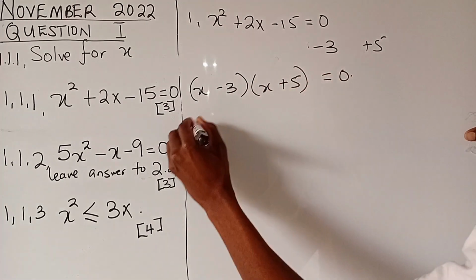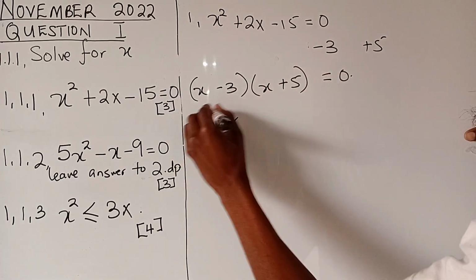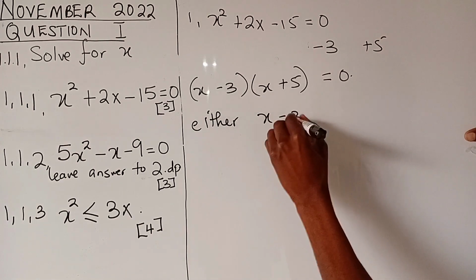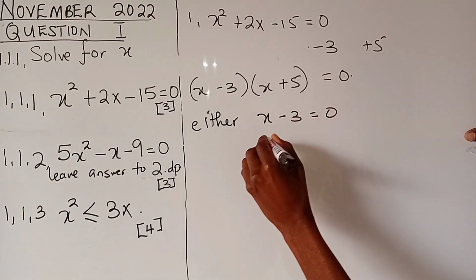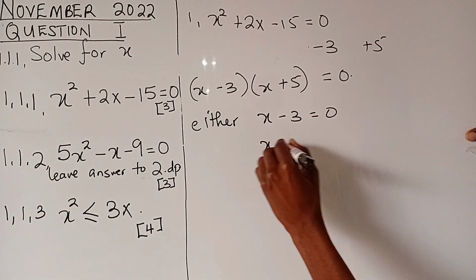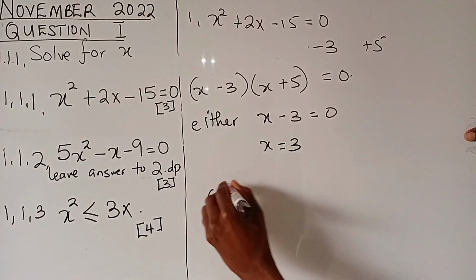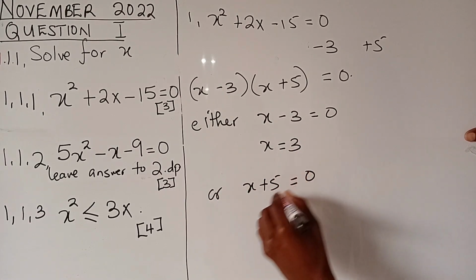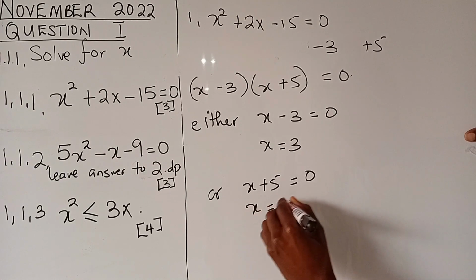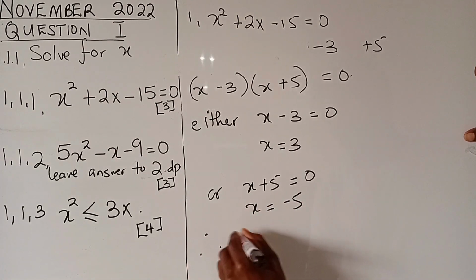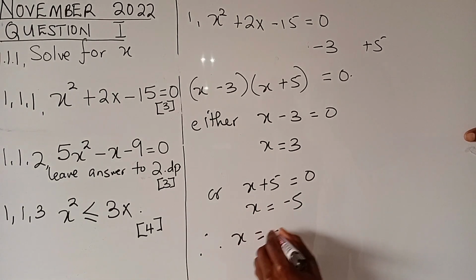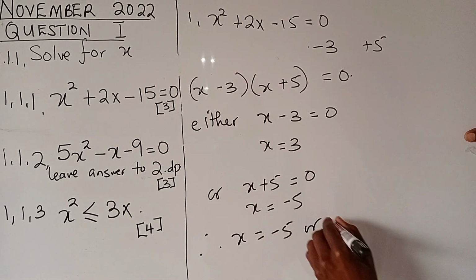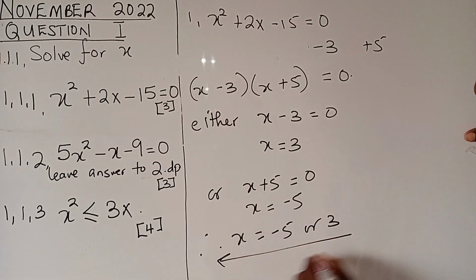So it means either x minus 3 is equal to 0, which gives us x is equal to 3, or x plus 5 is equal to 0, which gives us x is equal to minus 5. Therefore, x is equal to minus 5 or 3. This is our final answer.